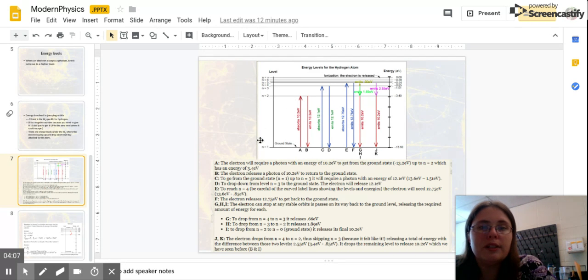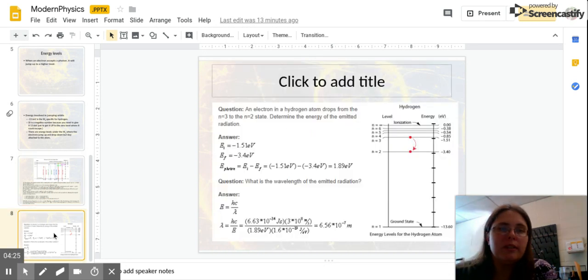And then if the electron releases a photon of 10.2 electron volts, it will return to the ground state. And then you can go through each of these energy levels, and that's what's happening in hydrogen.